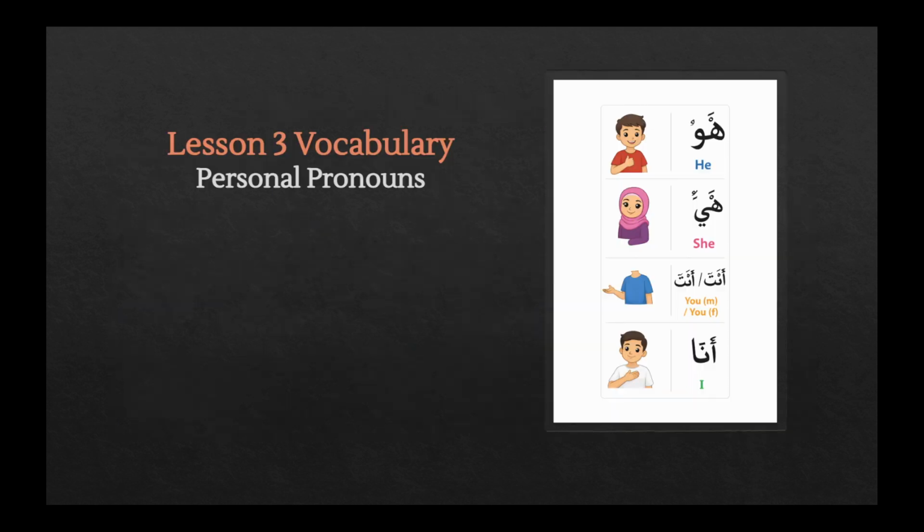All right, let's move on to lesson 3, vocabulary, personal pronouns. أنا, me or I. أنت, you, for masculine. So in Arabic, the word you changes based on gender. So أنت is used when speaking to a man. Okay? Anti, you, for feminine. Anti is used when speaking to a woman or feminine object.